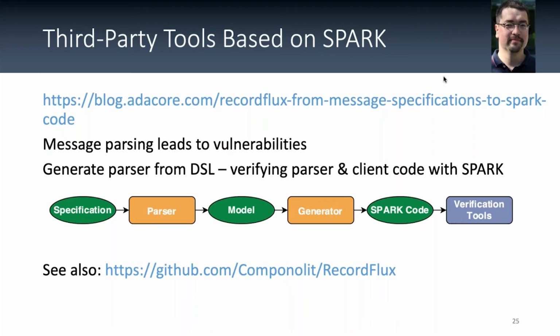What I wanted to emphasize also is that there are other tools based on Spark which use the capabilities of the underlying proof technology. So this RecordFlux technology is produced by a German company called Componolit, and they have a dedicated domain-specific language to describe protocol messages, binary protocol messages. And from that, they generate Spark code that is formally verified to comply with the protocol description and have no runtime errors. And the Spark code contains also contracts so that the user code can be proved at this level.